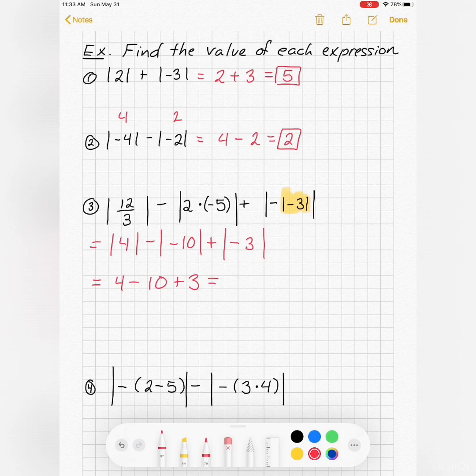4 minus 10, let's see. If I have $4 and I spend 10, then I'm $6 in debt, right? Negative 6 plus 3, working from left to right. Now I have that $6 debt, but I pay back $3. Then I'm $3 in debt, right? So there's my answer. So you should have all those steps included in your notes.